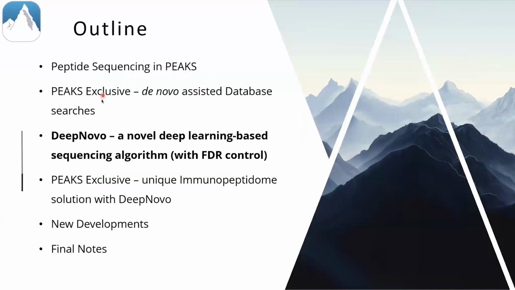All right, so this is our approach to general proteomics searches, where we take advantage of the de novo sequencing. So let's now talk a little bit more about our DeepNovo, our novel deep learning-based sequencing algorithm, and its incorporation for improved immunopeptidome analysis.